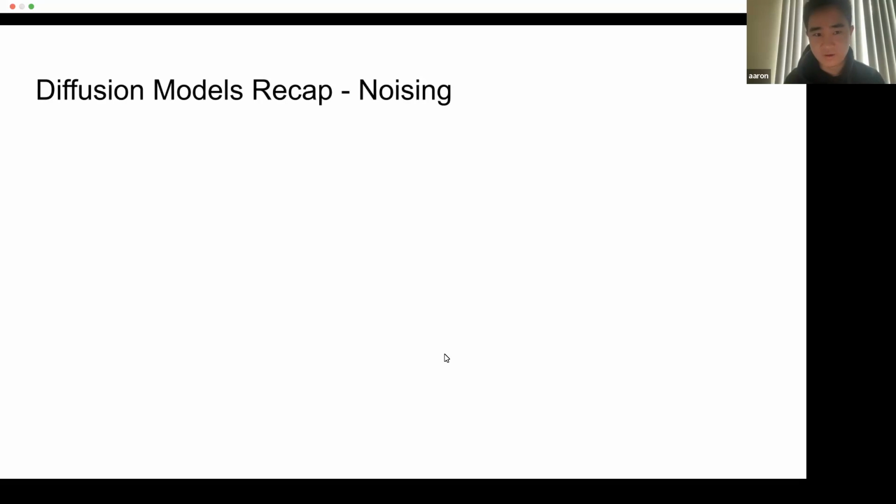As a quick recap, I'll cover a bit about standard diffusion models. Hannes has told me that a lot of you have already seen a lot of this stuff, but I think it's still important to establish a common framework and common terminology.